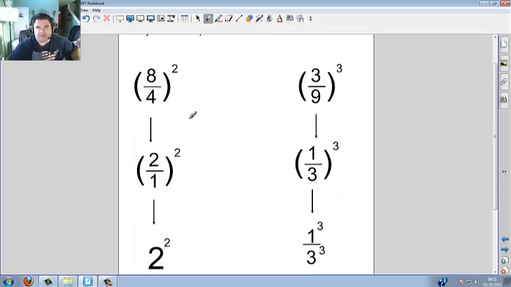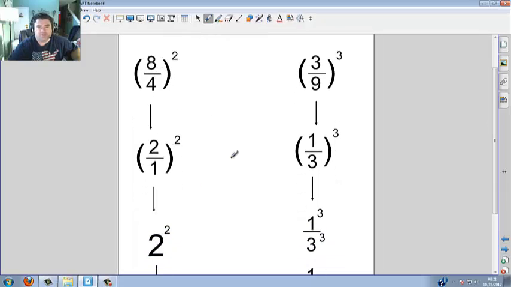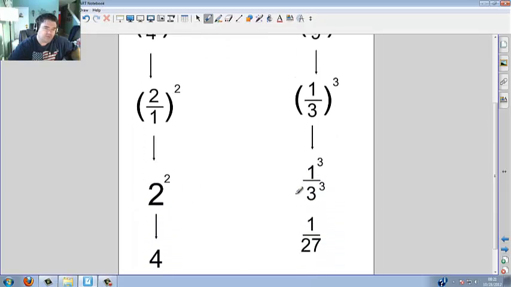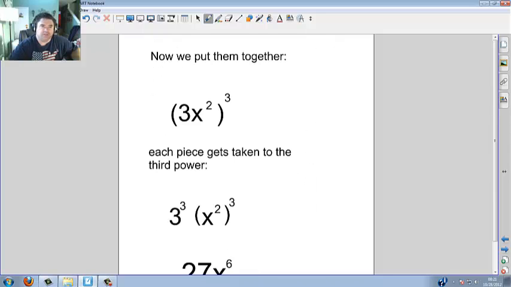And I just explained here how you could pre-divide ahead of time. So 8/4 becomes 2 and 3/9 becomes 1/3. And that's just how you can do it. It's much easier. Now we're going to put the whole thing together. 3x squared, cubed. We're going to cube the 3 and we're going to cube the x squared. So 3 cubed is here. x squared cubed is here.